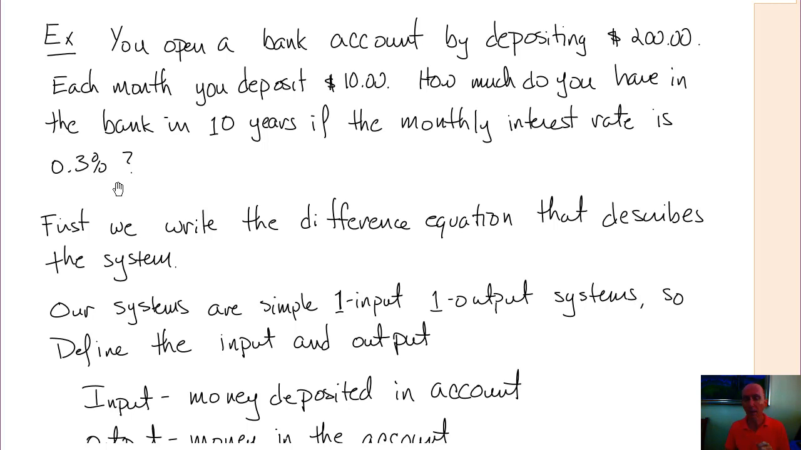Now, if there was no interest, and we knew we had $200 initially and we're going to deposit $10 a month, we could easily calculate what we're going to have in 10 years. The thing is, since this is compound interest, the interest is calculated every month. If we weren't going to use Z transforms, we would have to calculate it month by month and do this for 10 years. We don't want to do this. We just want to use Z transforms to give us an equation where we can find out how much we have in the account for any month.